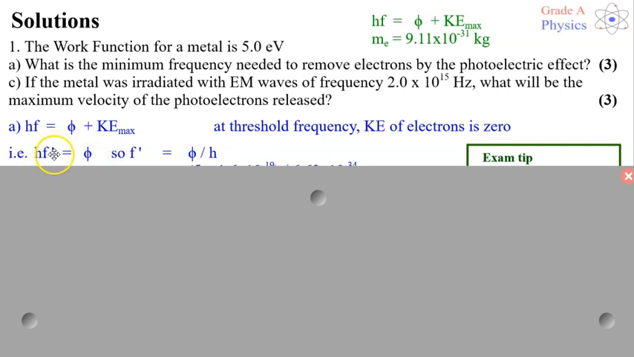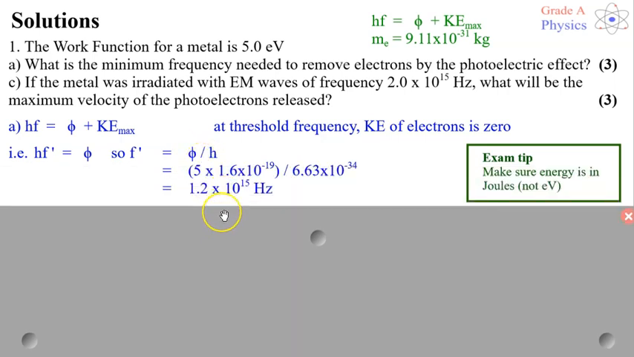Now sometimes we put a little dash here or a little note to remind ourselves that this is not just any old frequency, this is specifically the threshold frequency. So we end up with a far simpler version of the original equation, and we can make f or f dash the subject. That's equal to the work function divided by the Planck constant. So this becomes substantially easier.